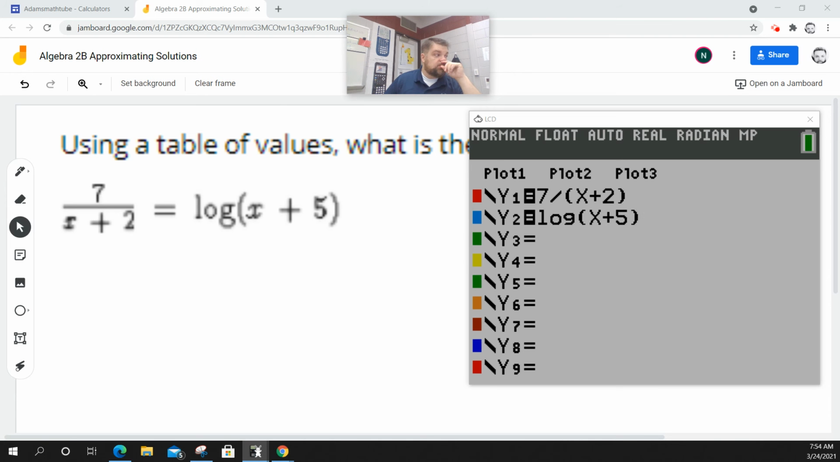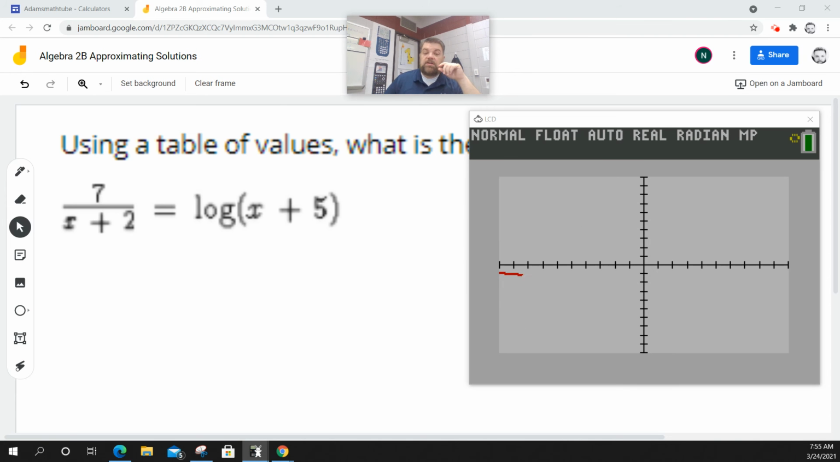I'm going to hit enter, and now I'm going to graph it. And we're going to see where they cross. Now, the only reason I'm graphing is to kind of get a ballpark as to where I should look in the table. Okay, so I see right here that this is where they cross. That's 1, 2, 3, 4, 5. It looks like they cross between 5 and 6, right?